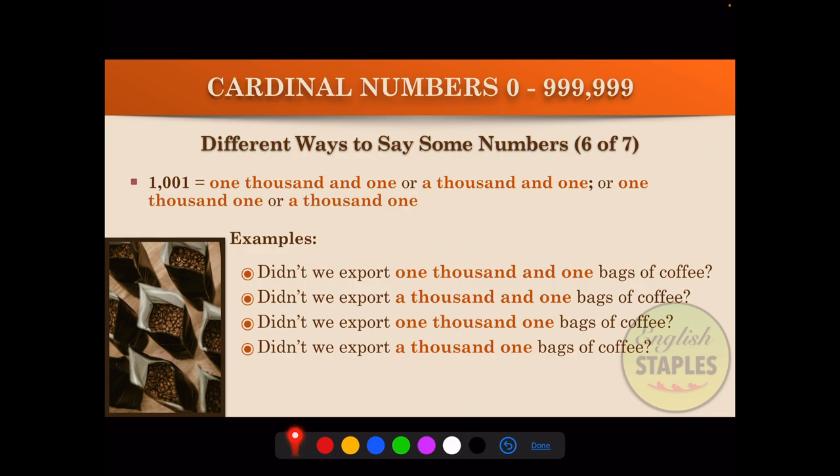This number, 1001. How do we say this? Let's look at some examples. Didn't we export 1001 bags of coffee?